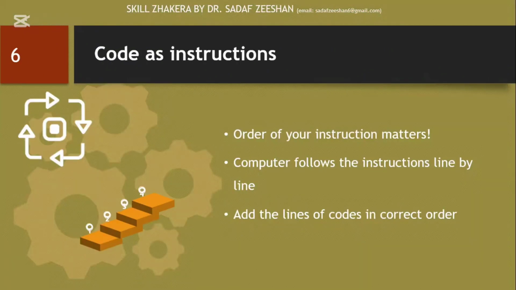Code as instructions. So just like to make a proper nice sandwich, you have to follow a certain set of instructions, while writing code, you have to follow a certain set of instructions. The order of those instructions matters. The computer follows those instructions line by line. So make sure when you're writing code, you write it in the correct order.